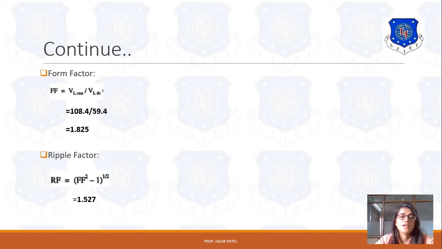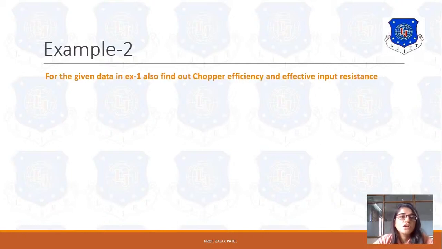So this was one example related to it. In the next session we will take example number 2. For the given data in example number 1, also find out the chopper frequency and effective input resistance. You should try this by yourself. And chopper frequency is actually the output power upon input power. We already discussed the input and output power in the previous slides, so you just try to solve this. In the next session we will see the solution related to example number 2.